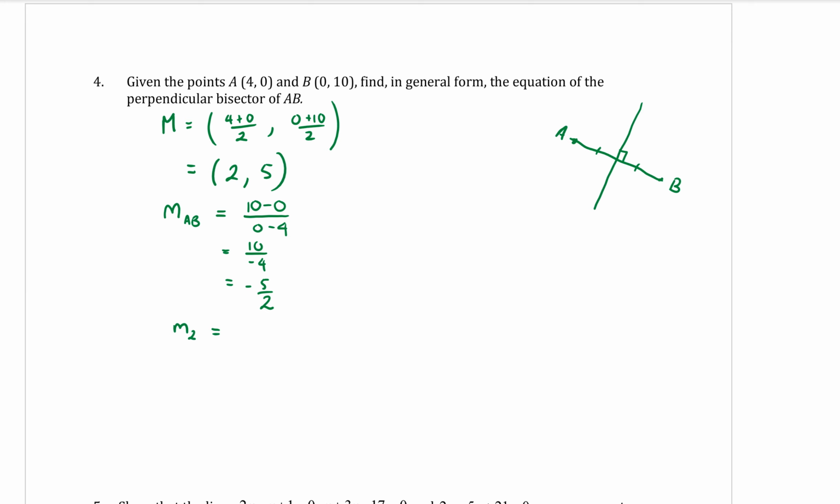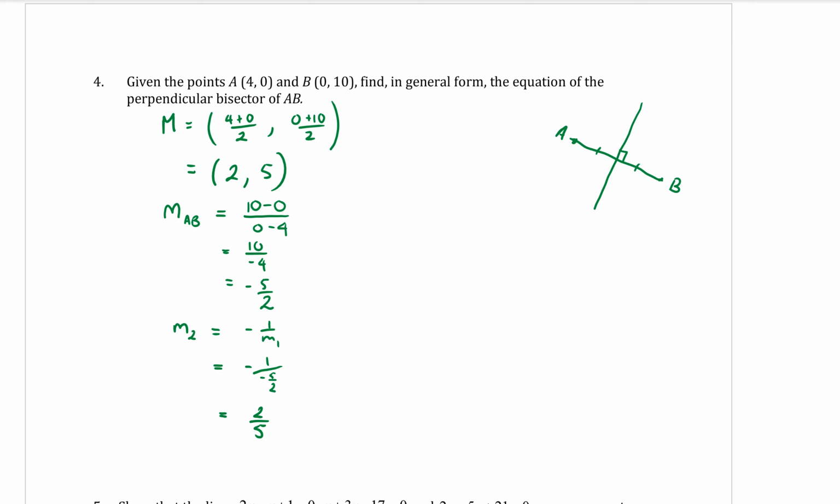Okay, and the formula is minus 1 over the first gradient, which in this case is my M of AB. So it's minus 1 over minus 5 over 2. But remember, all that means is turn that fraction upside down, which will make a 2 over 5, and the 2 minuses will become a plus. Okay? So you don't have to write this little bit of formula down. Some of you just like going, oh, negative reciprocal, done.